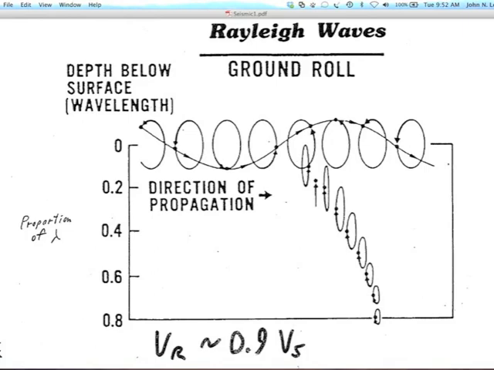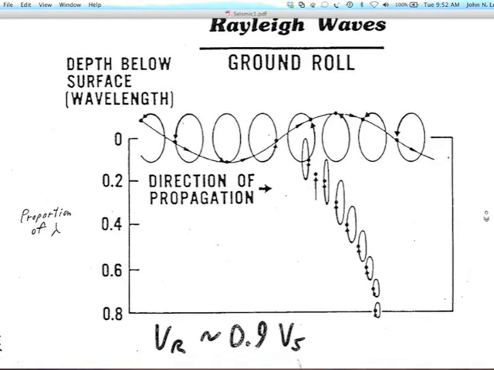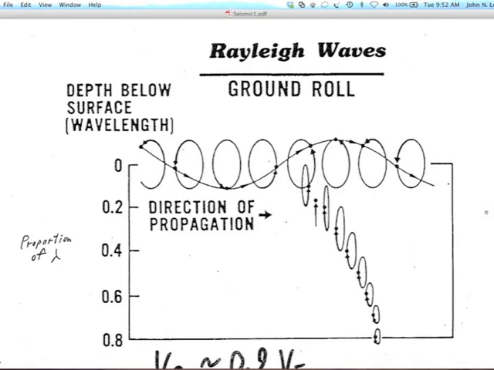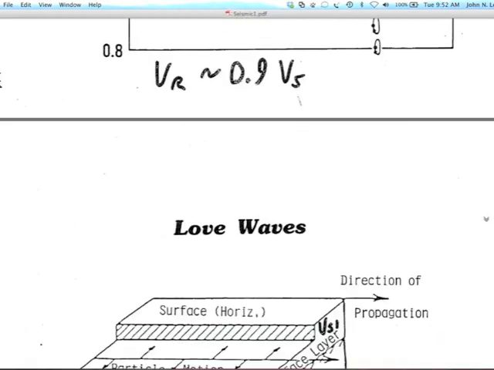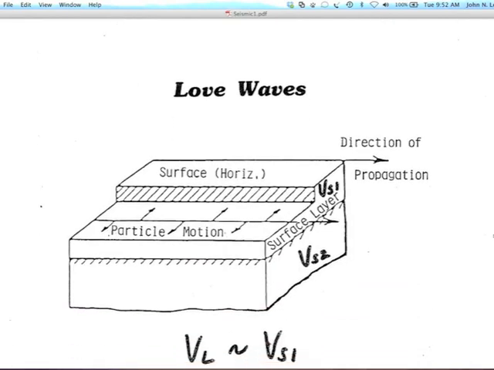So, thinking about different kinds of waves and how we distinguish them, the P waves propagate fastest. The S waves are at about half that velocity, and if we see a Rayleigh wave, it ought to be at a lower velocity still. We'll examine Rayleigh wave velocities in great detail in our second lab exercise, talking about refraction microtremor measurements.